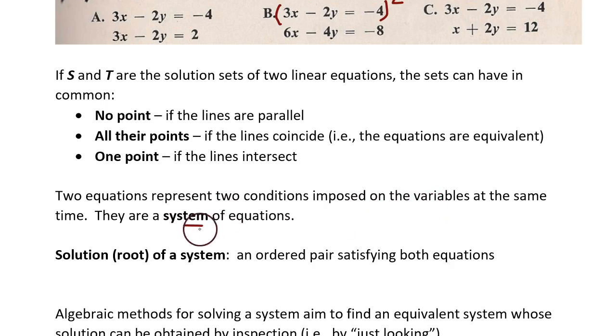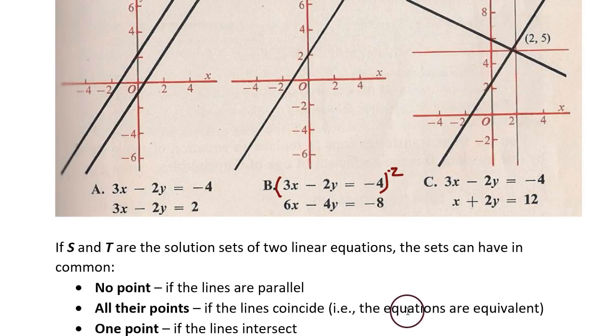Two equations represent two conditions imposed on the variables at the same time. They are a system of equations. A solution of a system is an ordered pair that satisfies both equations. In picture C, the solution to the system is the ordered pair (2, 5).